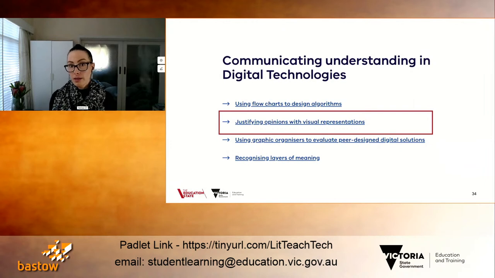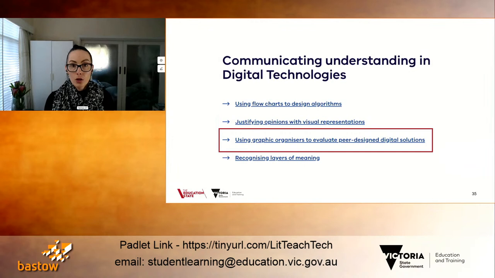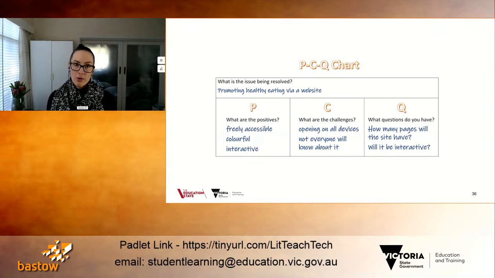How could they make this program more inclusive to those experiencing color blindness? Using graphic organizers to evaluate peer design digital solutions. A lot of evaluation obviously happens in digital technologies because we're constantly looking and seeing, well, is that effective? Is that an effective solution?